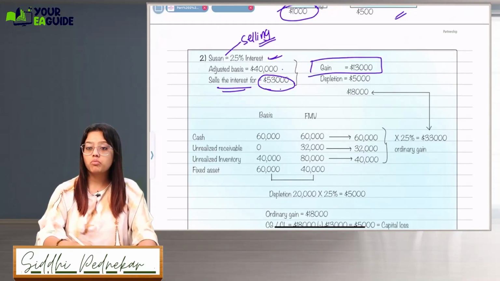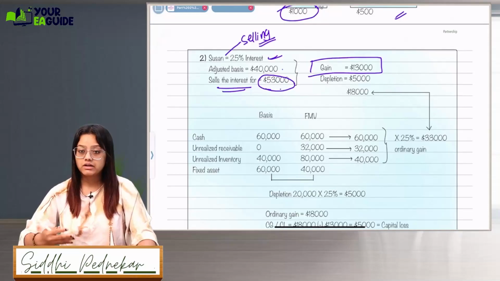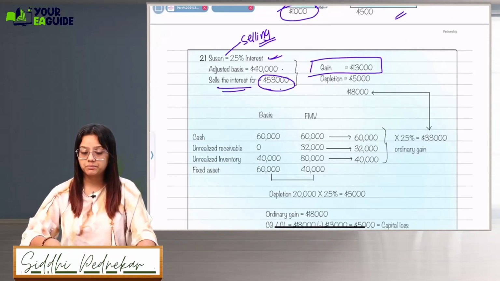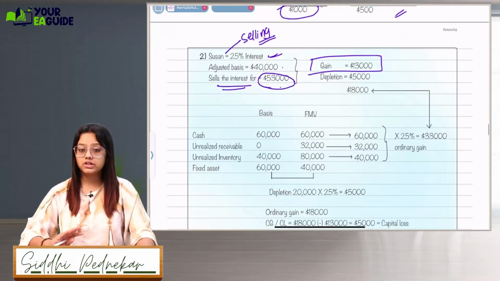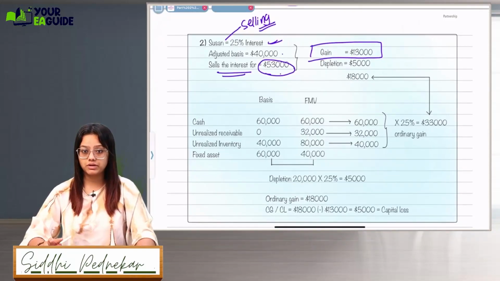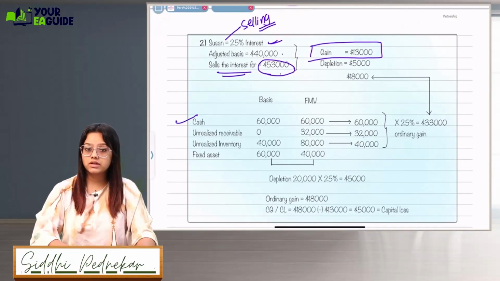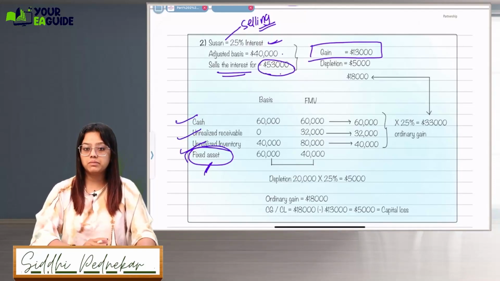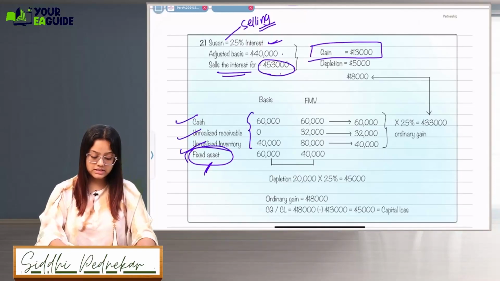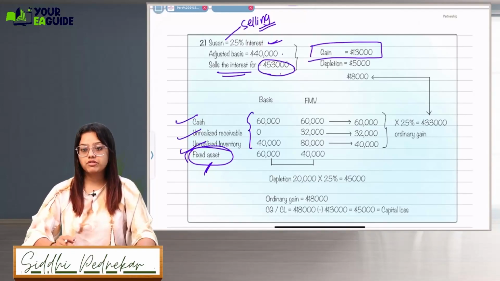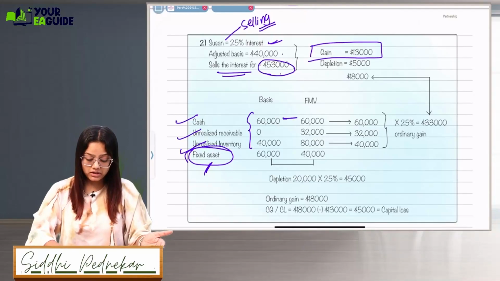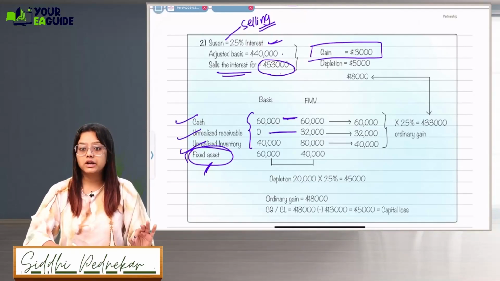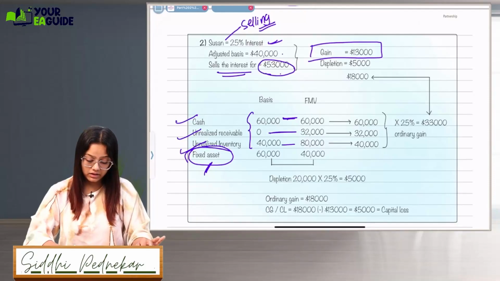So let's see how this gain will be bifurcated, whether it's ordinary or it's capital. Let's check what all things are given in the question, that is basis and FMV is given. Okay, the cash is given, unrealized receivable, unrealized inventory, fixed asset. I will not be considering the cash for the ordinary gain purpose, but whatever these three items are will be considered for ordinary gain purpose. So let's see what is the difference between the basis and FMV. Here it is 0, here it is 32,000, okay, and here it is reducing.